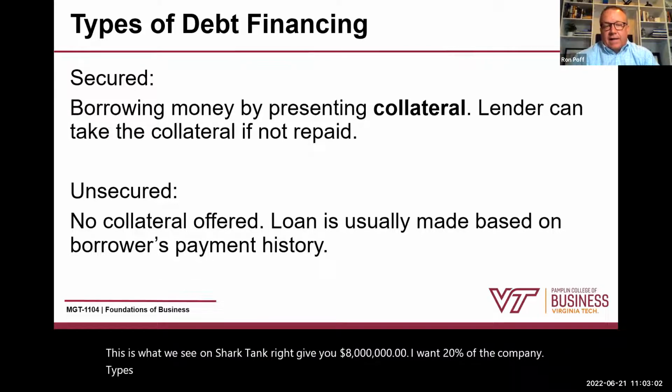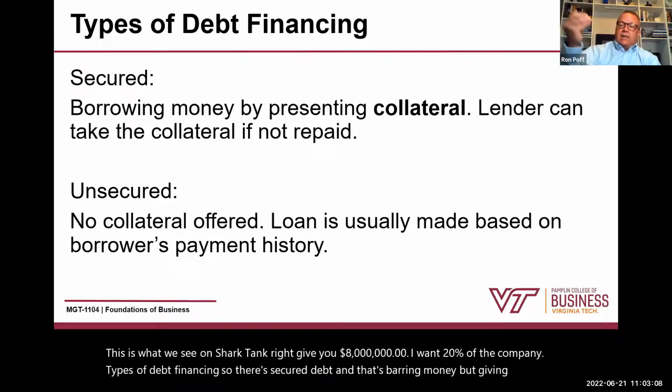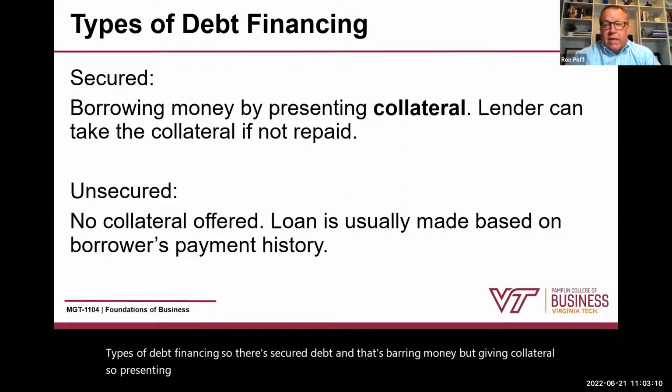Types of debt financing. So there's secured debt, and that's borrowing money but giving collateral. So presenting collateral as part of that. The lender can take the collateral back if not repaid.